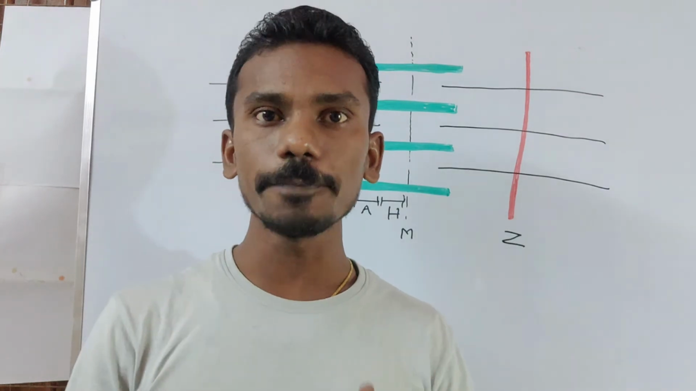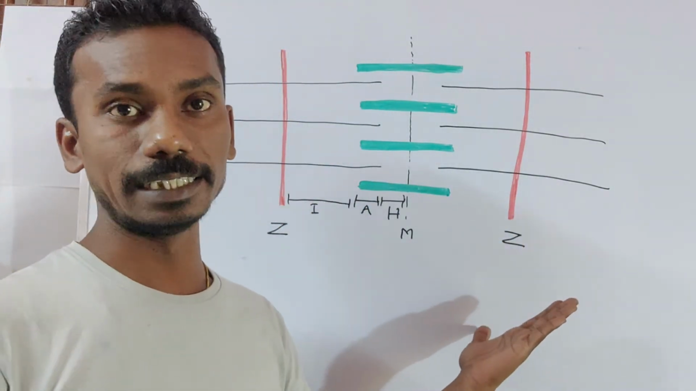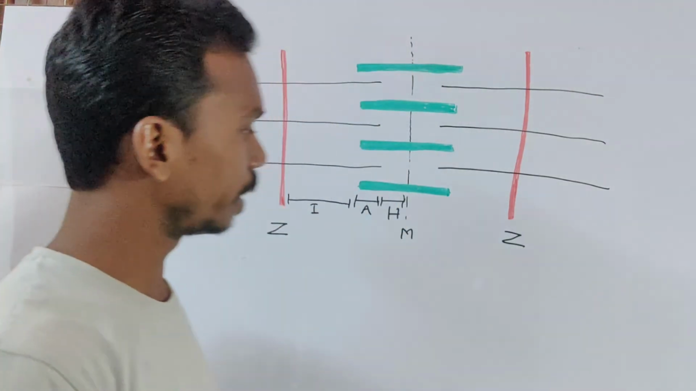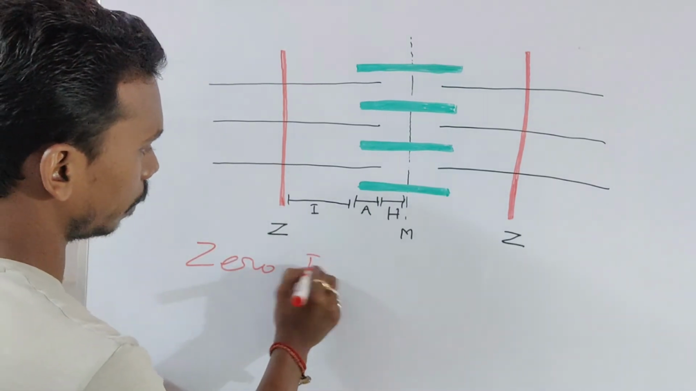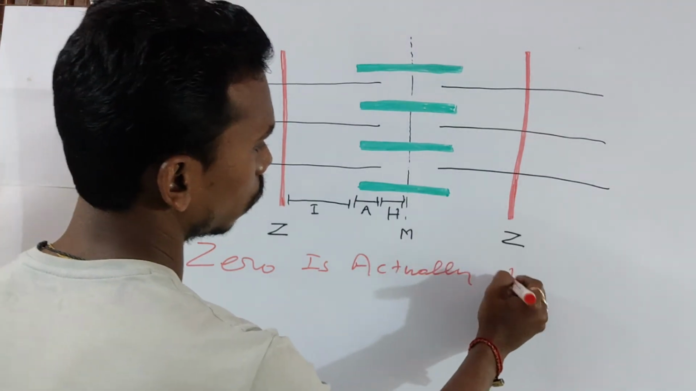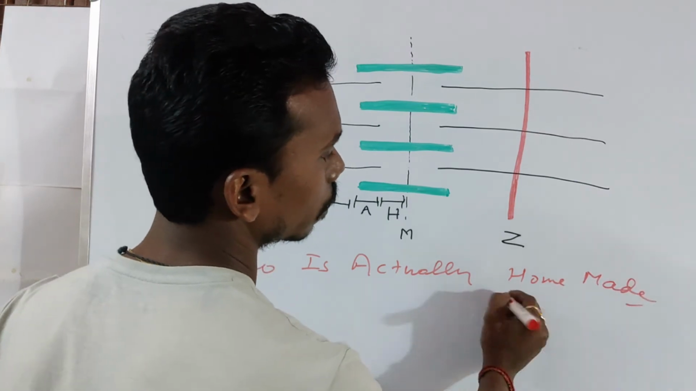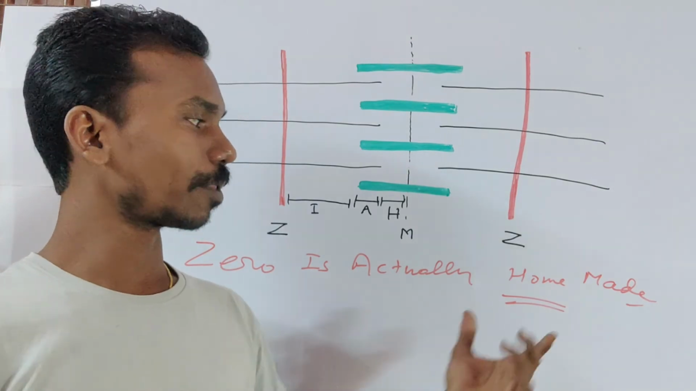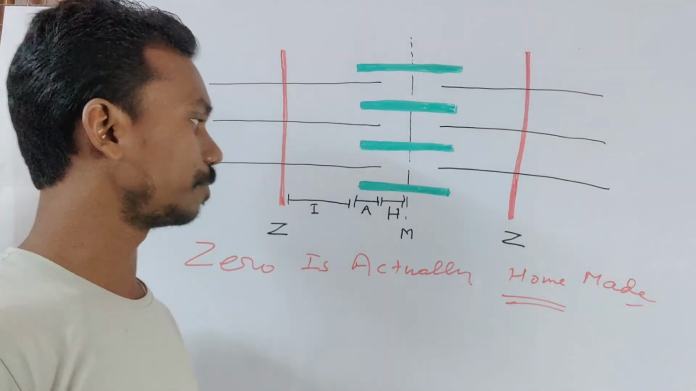If you find any problem in memorizing these bands and lines and their names, then you can apply a trick. The trick is like 0 is actually home made. Here home means India. Definitely I'm Indian, so this is home, and 0 has been invented in India.